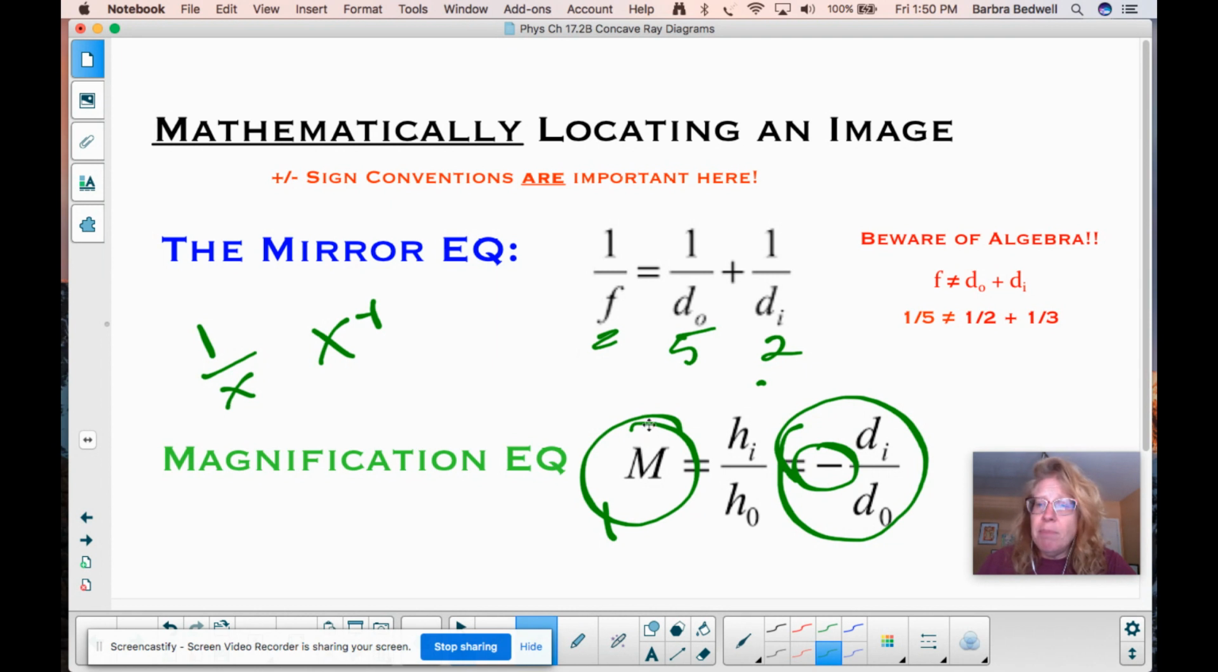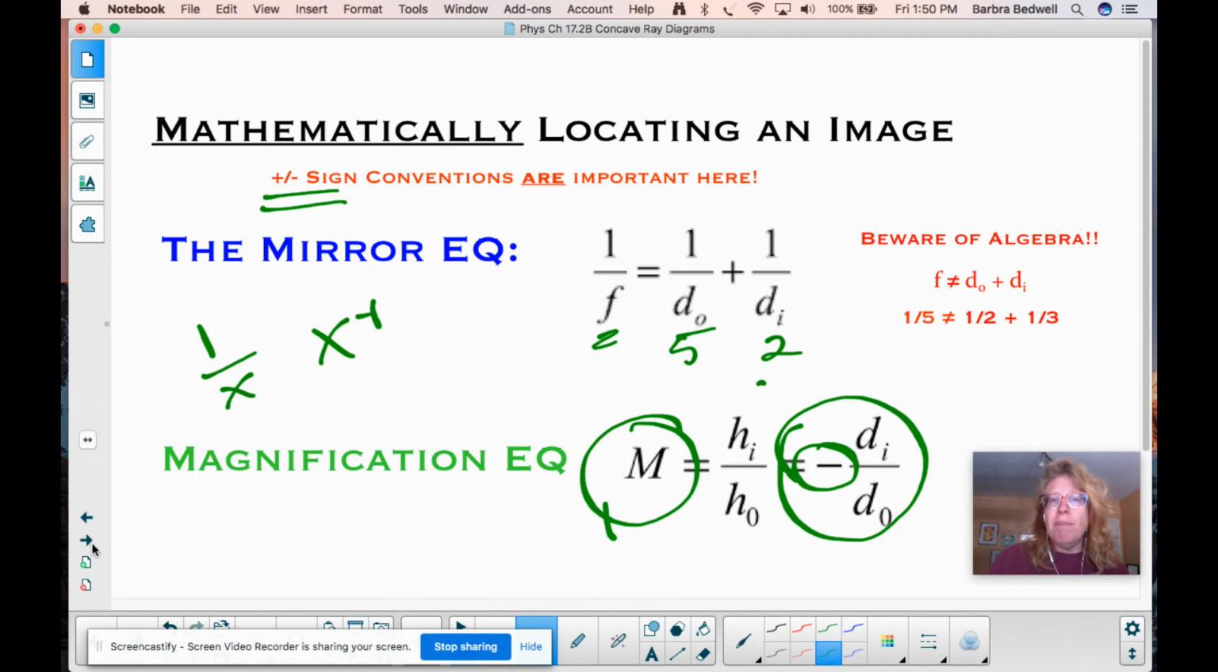The important thing is to make sure you're assigning signs correctly to your di and do. To get the right sign for the magnification, whether it's positive or negative, you might need to add that negative sign into di over do. Remember, real objects are both going to be positive. For hi and ho, one will be positive and one will be negative. So in order to get the sign correctly, that's why this negative sign is in here. It's important to pay attention to negative numbers. They are directional, but they are mathematically important too, especially as we get to virtual images. So there you go.